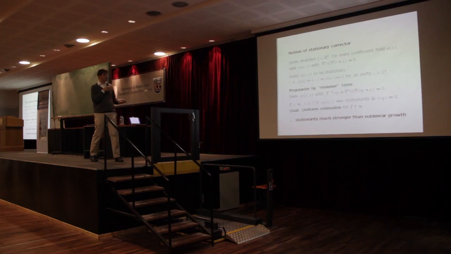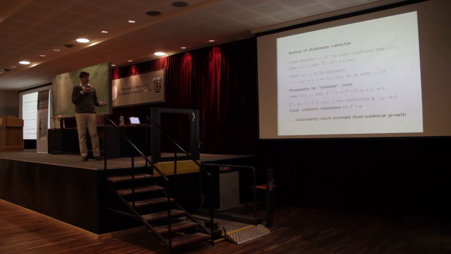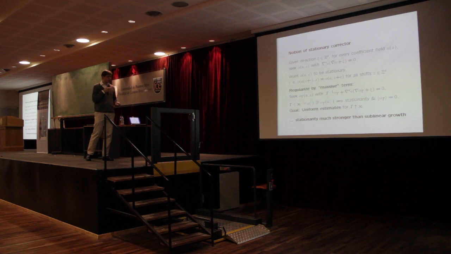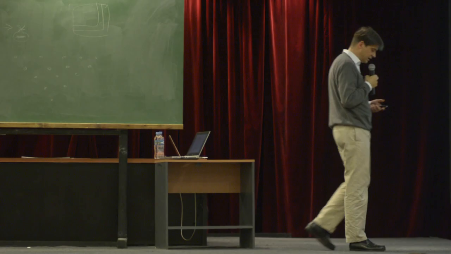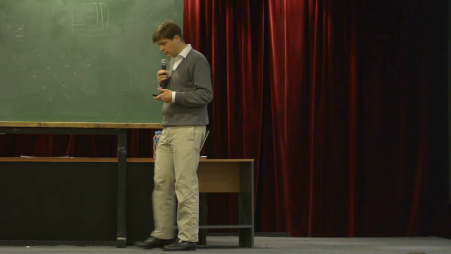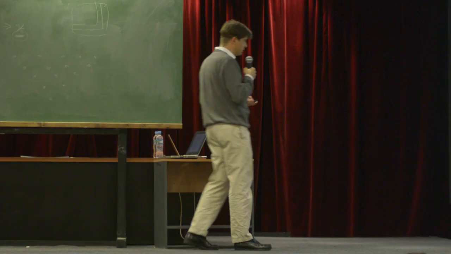But then, in a certain sense, you just transfer the problem, and the question you now want to ask is: do I keep control of this object if I let this time scale T go to infinity, if I let this small parameter which sits in front of the massive term go to zero? If we manage to do that, then this would be a much stronger statement. I mean, having a stationary corrector is a much stronger statement than just having a corrector that grows sublinearly. So it's a natural question.